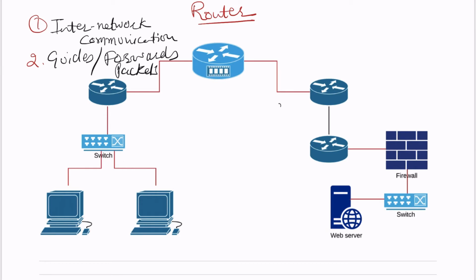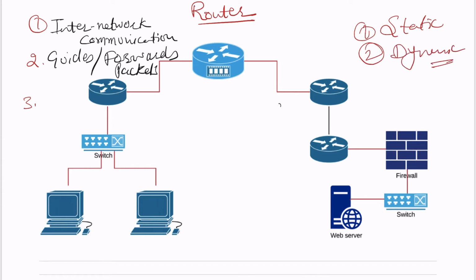Now what else does it do? It also advertises the networks. Why does it need to advertise the network? Actually, there are two ways to communicate at the router level. One is that you statically tell the router what is connected to what interface. The second is that you use a dynamic method, wherein you use routing protocols like OSPF, BGP, RIP, IGRP, whatever. With the help of those routing protocols, it will be advertising the information of its networks.